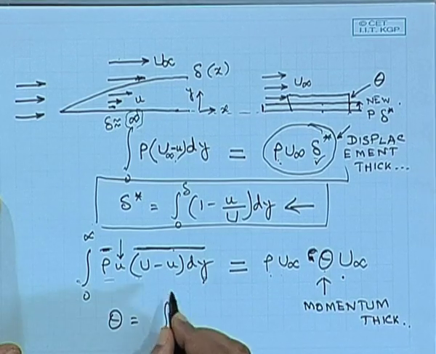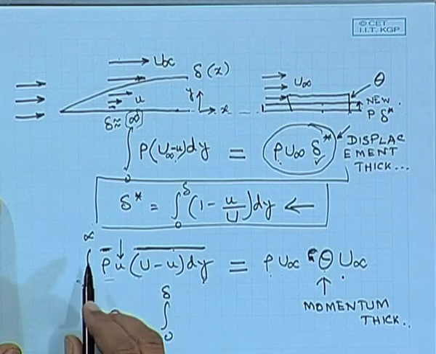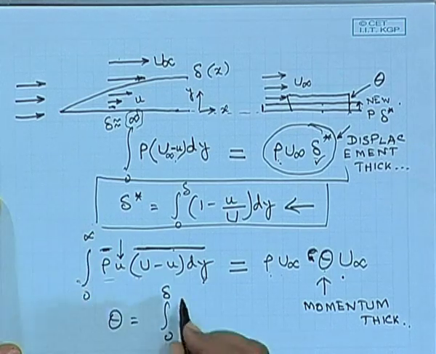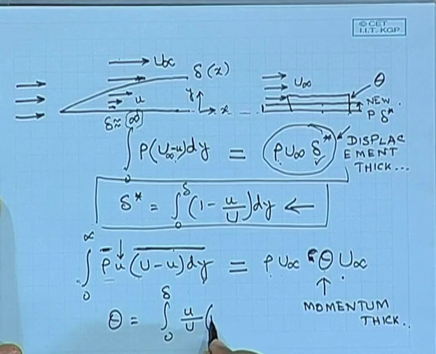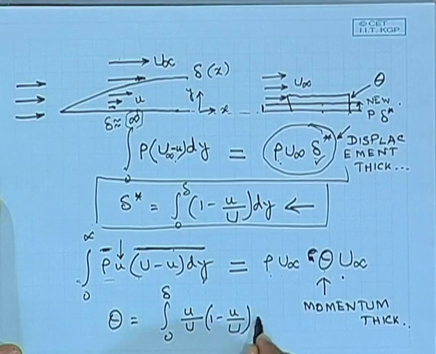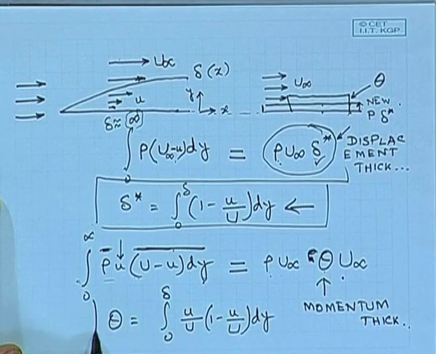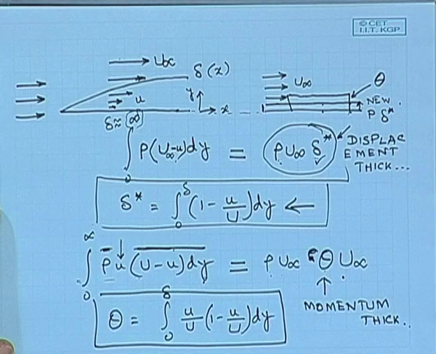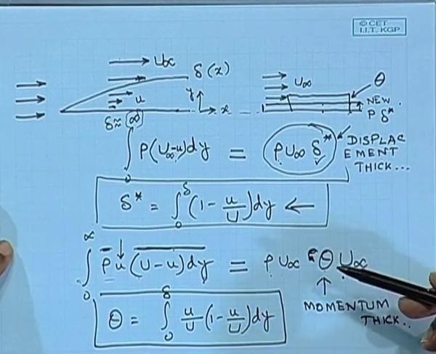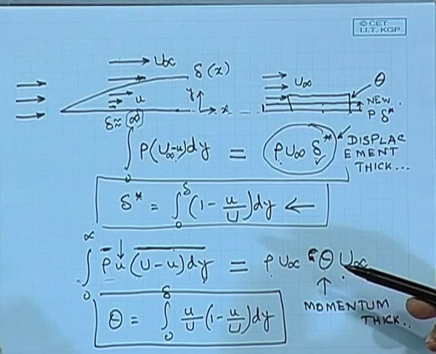It would be simply the integral from 0 to delta, no point in putting infinity here. It would be small u by capital U times 1 minus small u by capital U, times dy. This would be the defining equation for momentum thickness. So, are these two concepts clear to all of you? Any question that you would like to ask?